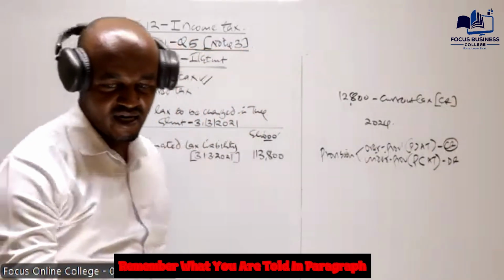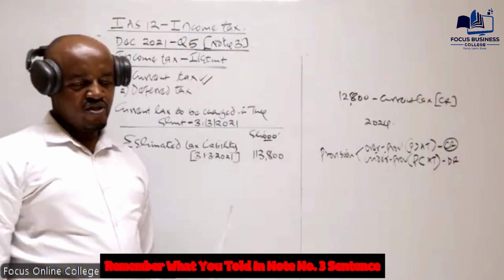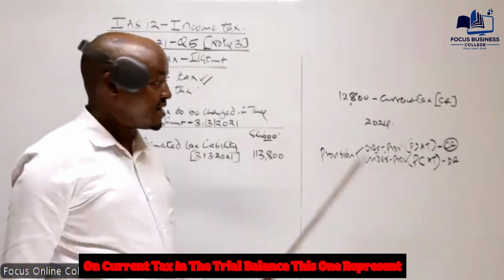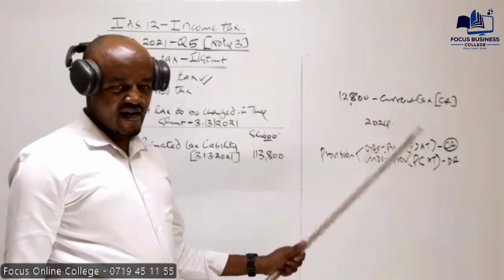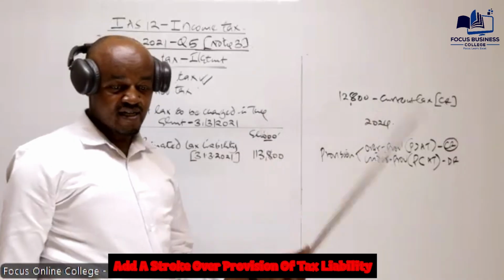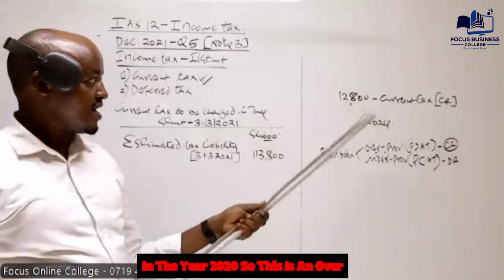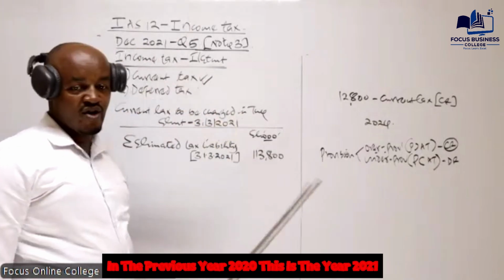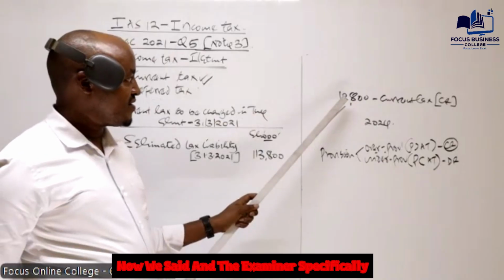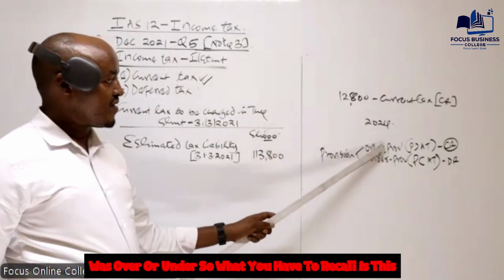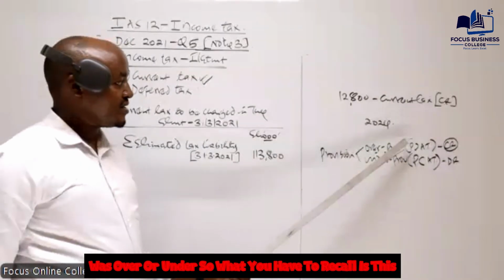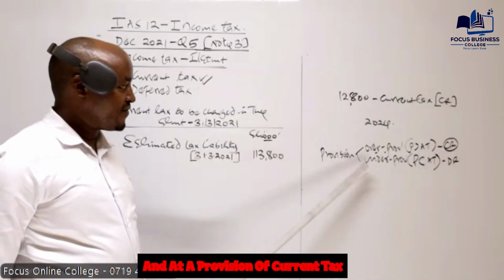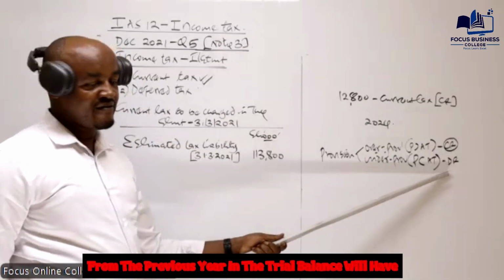Remember what you're told in note number 3, paragraph 2. The balance on current tax in the trial balance represents under or over provision of tax liability in the year 2020. So this is an over or under provision of current tax in the previous year 2020. This is the year 2021. Now we said the examiner specifically will not tell you whether this one was over or under. So what you have to recall is this: an over provision in the trial balance will have a credit balance, and under provision of current tax from the previous year in the trial balance will have a debit balance.